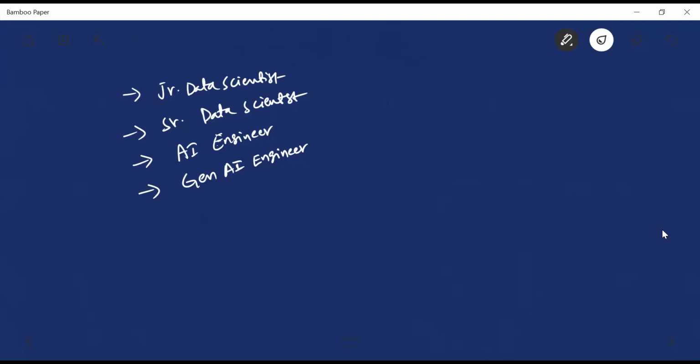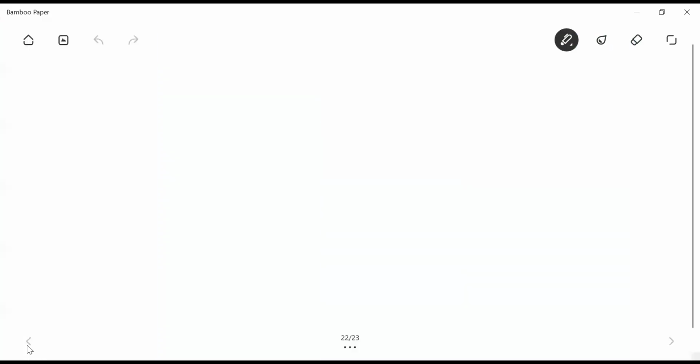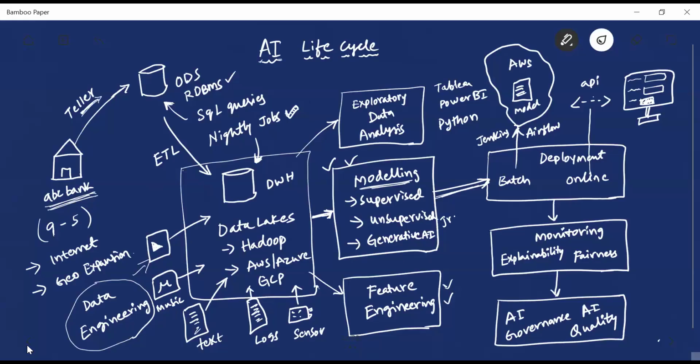Yeah. So that software engineering knowledge will help a lot somebody to get into a junior data scientist role, a senior data scientist role, AI engineer role, Gen AI engineer role, and so on. Very, very close, right? If I go back to my previous slide, so this central piece where I'm talking about modeling, that is the area they can target.